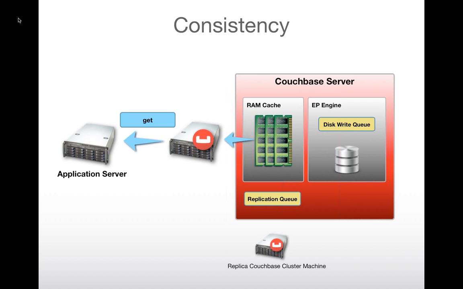This is very important to understand. Some of the other NoSQLs are eventually consistent, and you have to have rules and logic to deal with having multiple versions of items. In Couchbase, there is no multiple versions of items. It is a consistent database.